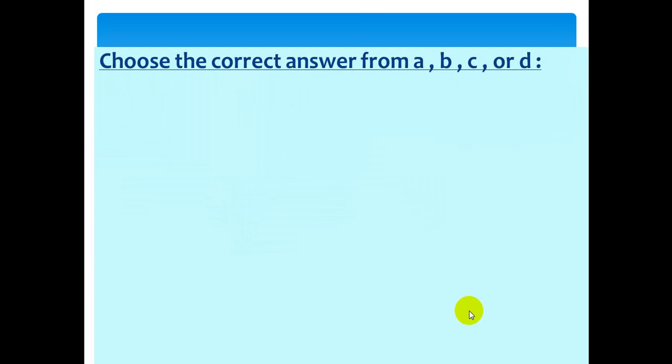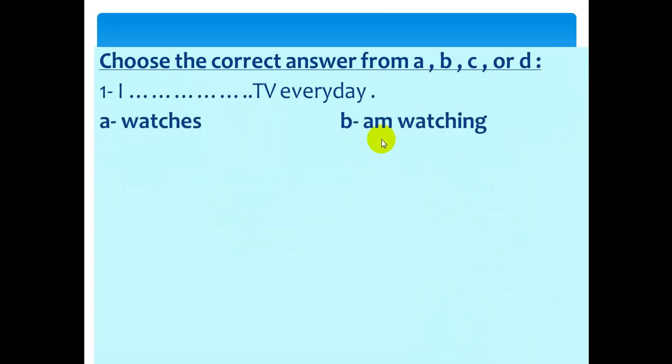Some exercises. Choose the correct answer from A, B, C, or D. Number 1: I blank TV every day. Watches, am watching, have watched, watch. Every day signifies the present simple. The subject is I, so we choose, yes, watch.